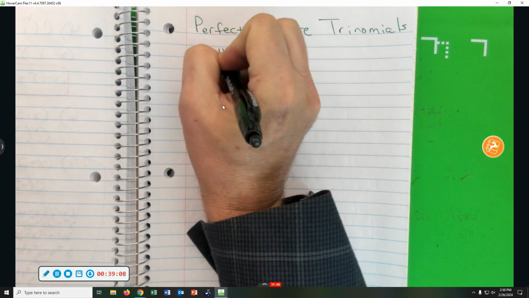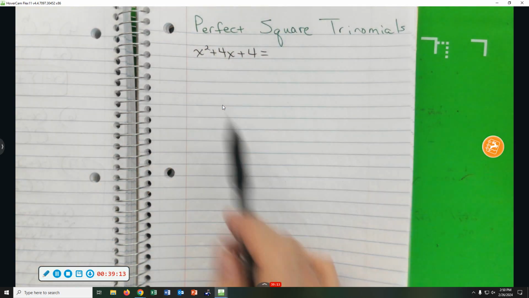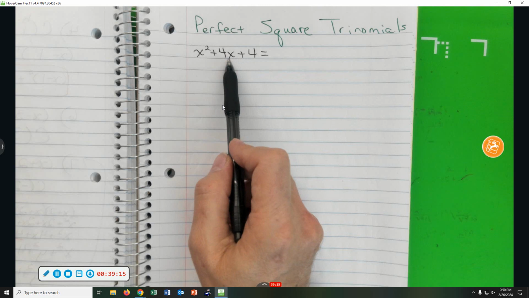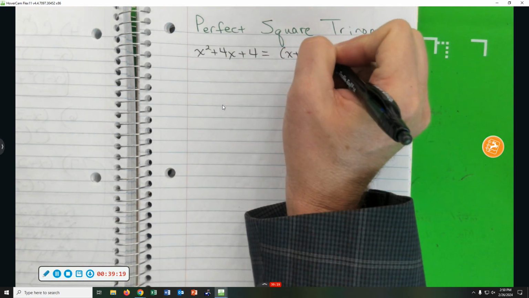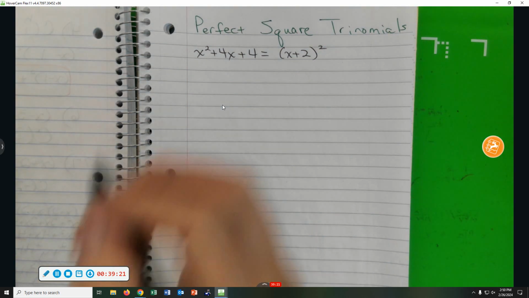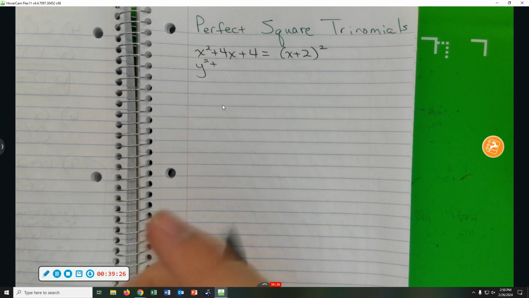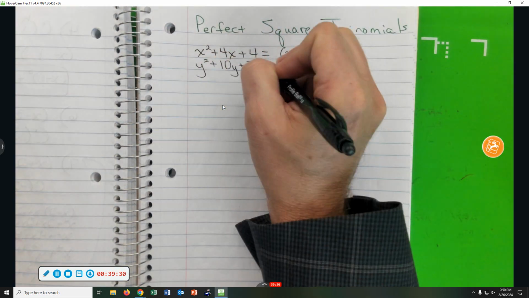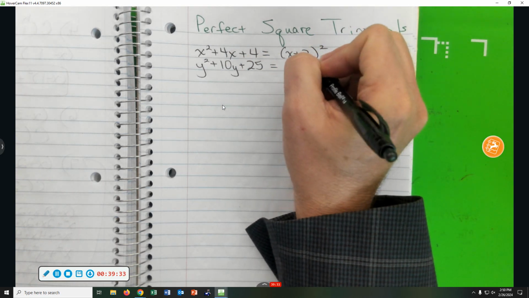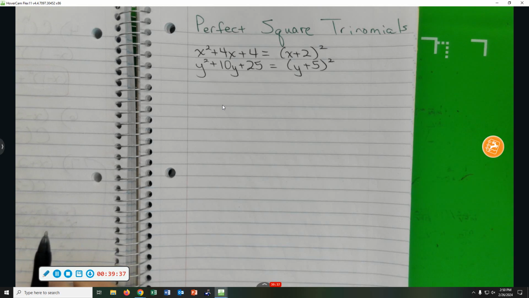We just saw two perfect square trinomials. The x squared plus 4x plus 4, that factored as x plus 2 quantity squared. The y squared plus, what's it, 5? No, 10y plus 25, that factored as y plus 5 quantity squared. You're going to be looking for patterns. Realize what you have at this point.